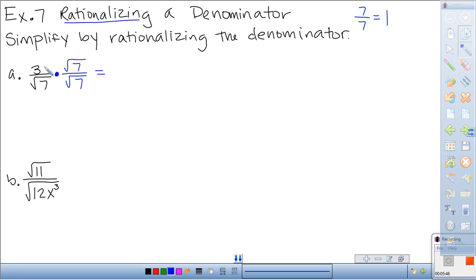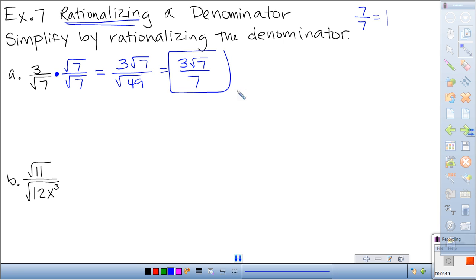So we just multiply across: 3 times the square root of 7. Remember to think of this radical as like an x. So if we did 3 times x, it would just be 3x. So if we do 3 times the square root of 7, it's just 3 square roots of 7. Divided by the square root of 7 times the square root of 7, which is the square root of 49. Oh, and look, it's a perfect square. We can take the square root of it. So we have 3 square roots of 7 divided by 7. And now we no longer have a radical in our denominator. We have rationalized it. This is a rational number. There's your answer. You can't do anything else to it. Can't simplify it, so you're done.